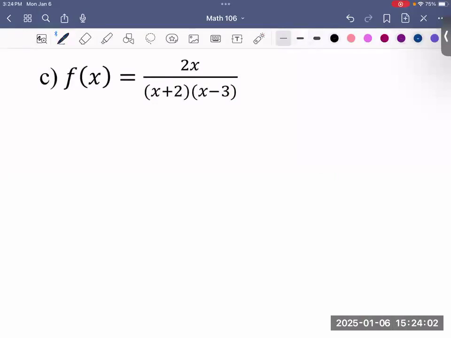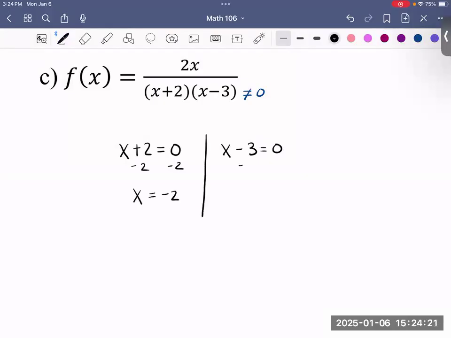Instead, just as we did previously, we can say we don't want a 0. So that just means we're going to take one of these and say is equal to 0, x minus 3 is equal to 0, right? Do the same exact thing. X is equal to -2. Do the same thing over here, add 3. Now these are where the issue is going to happen, right?